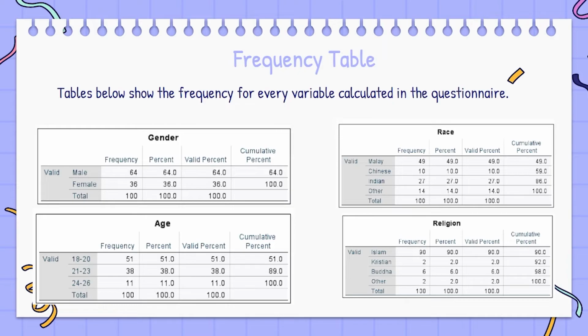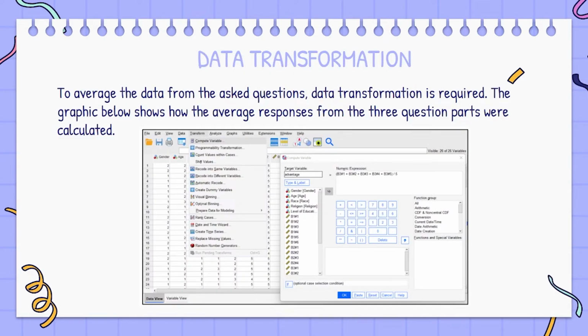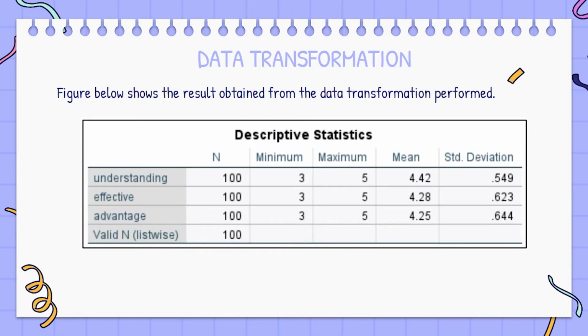Frequency table. Tables below show the frequency for every variable calculated in the questionnaire. As you see in these figures: gender, age, race, religion, and level of education. Data transformation. To average the data from the asked questions, data transformation is required. The graphic below shows how the average of respondents from the three question parts was calculated. The figure below shows the result obtained from the data transformation performed.